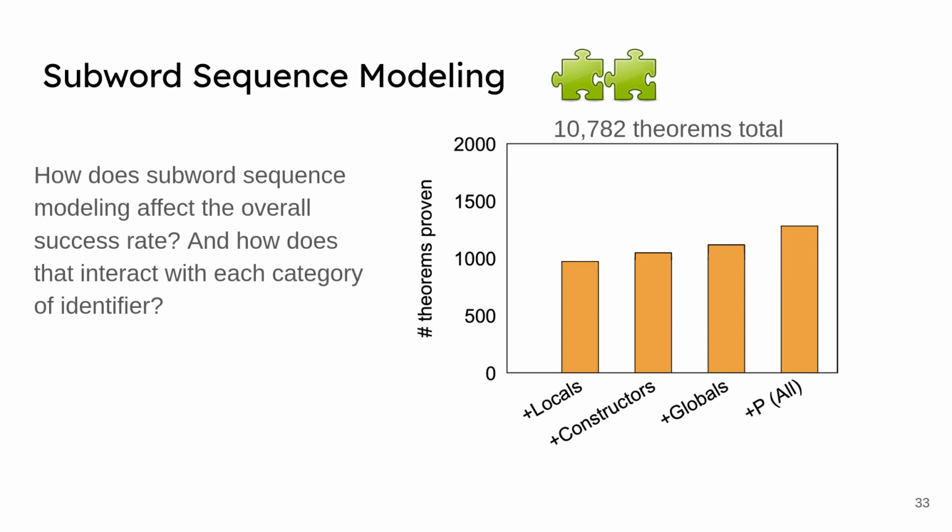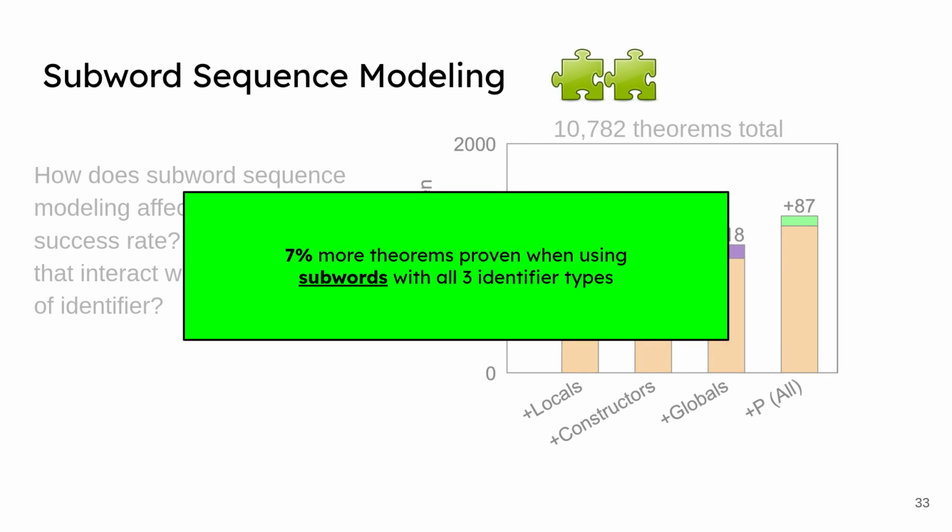Next, we want to understand how subword sequence modeling affects these success rates. And we can see that it adds 87 proofs to our total for all kinds of identifiers. But when we look at how it affects the individual ones, we see something a little surprising. So while it improves locals alone, it actually gives us fewer proofs when added to constructors alone or globals alone. But the total improvement is much greater than the sum of those parts. So we suspect that's because this information allows us to connect identifiers across categories and not just within categories. So overall, subword sequence modeling gives us 7% more theorems proven.